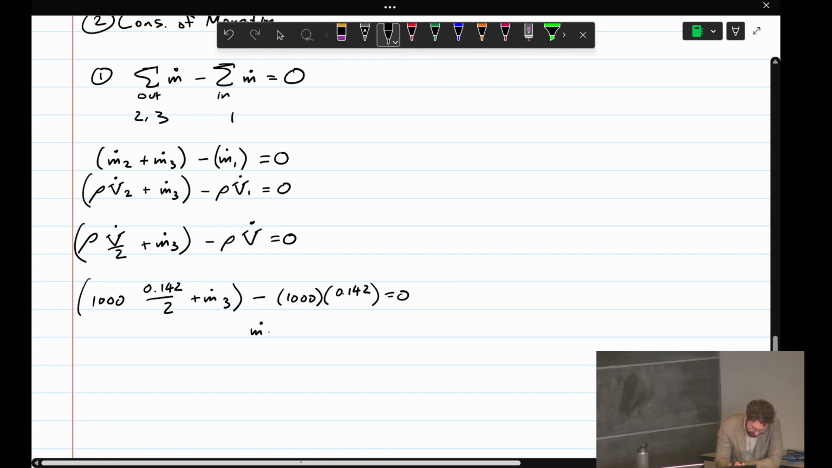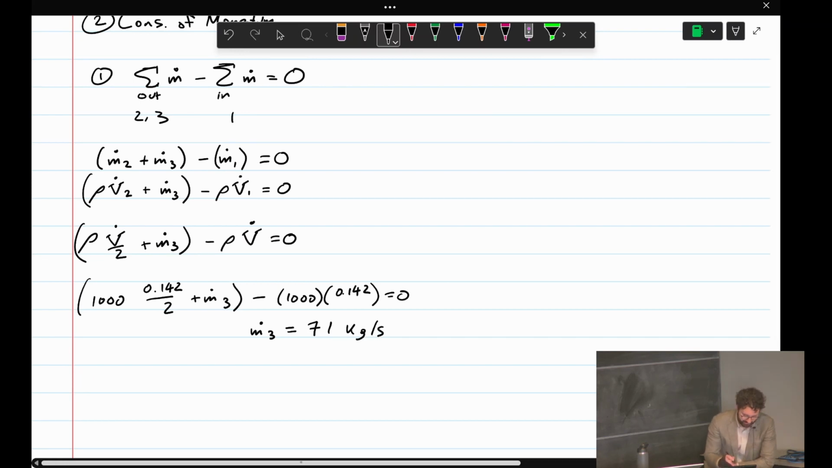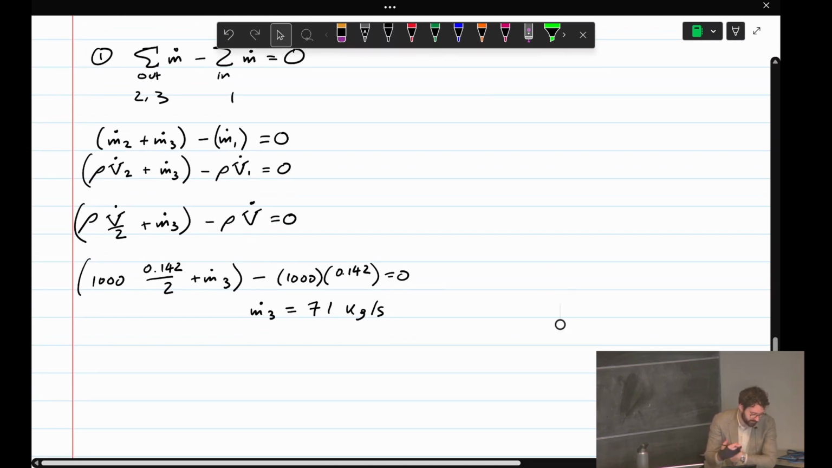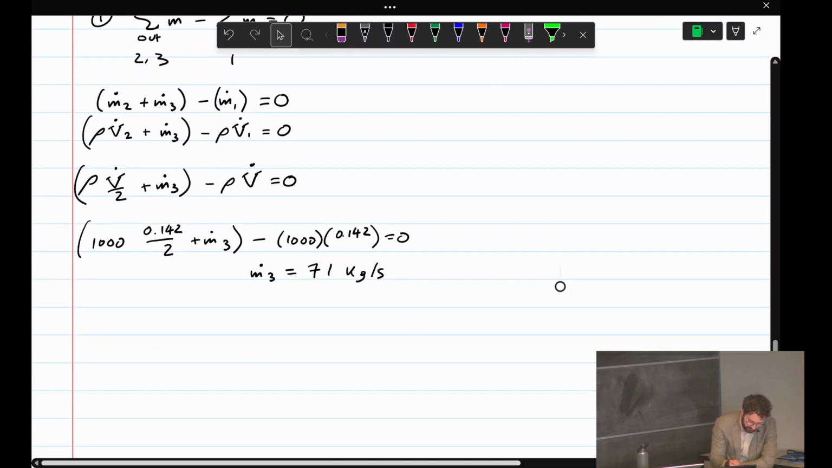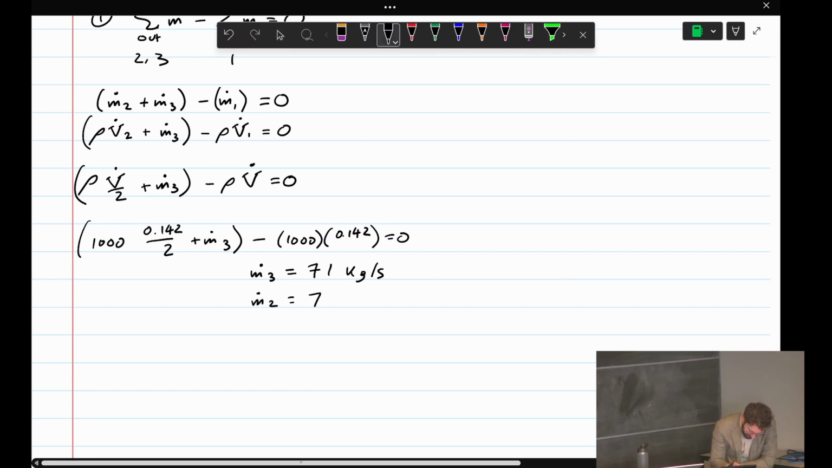So m dot 3 will be 71 kilograms per second. We also can calculate the m dot 2s because we're going to need this in the second part of the problem. They're not unknowns, but we just have to calculate them. M dot 2 is the same, right? Because they have the same volumetric flow rate. M dot 1 is double that.